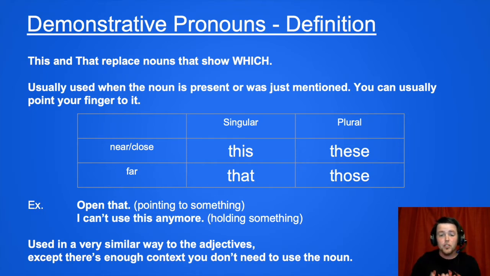These are only used with a lot of context. You must have context in order to be able to use these words. You can't say, take this, unless the person there understands what you're saying, which they will because they're there with you. The same rules apply. If it's close to you, it's this. If it's plural, it's these. If it's far away, it's that or those.